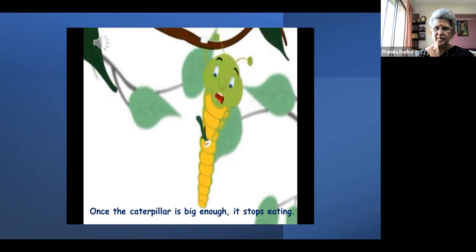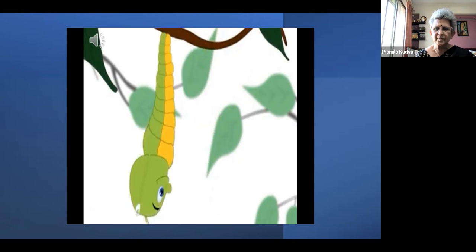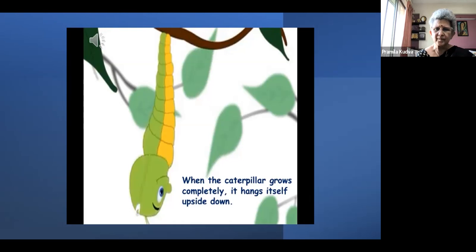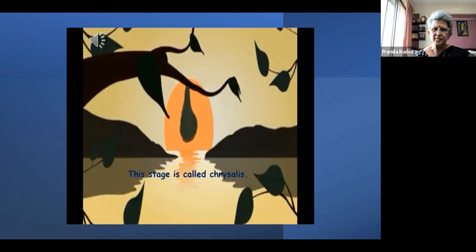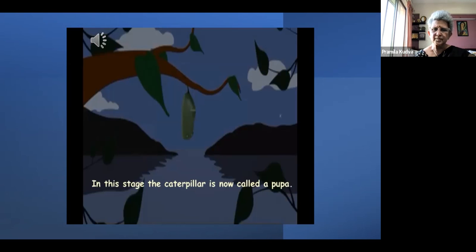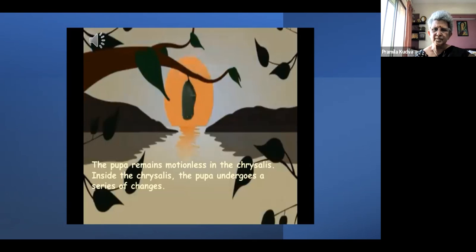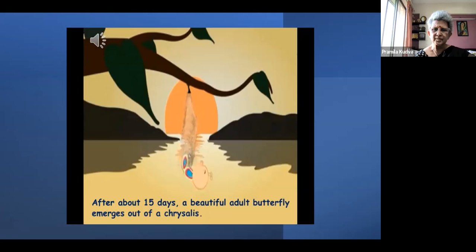Once the caterpillar is big enough, it stops eating. When the caterpillar grows completely, it hangs itself upside down. It then forms a protective layer around itself. This stage is called chrysalis. In this stage, the caterpillar is now called a pupa. The pupa remains motionless in the chrysalis. Inside the chrysalis, the pupa undergoes a series of changes. After about 15 days, a beautiful adult butterfly emerges out of a chrysalis.